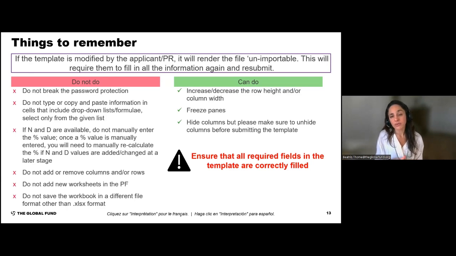What you can do for user friendliness of the file, you can increase or decrease the row sizes and column sizes. You can freeze and unfreeze, hide and unhide. But please make sure that everything is unfrozen or unhidden before you submit the template. And the final note, please ensure that all the required fields are correctly filled in the template. Next slide, please.